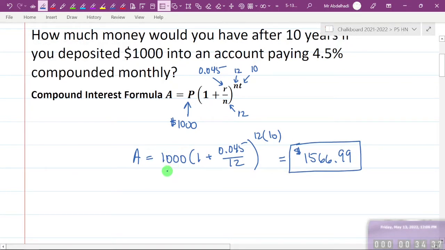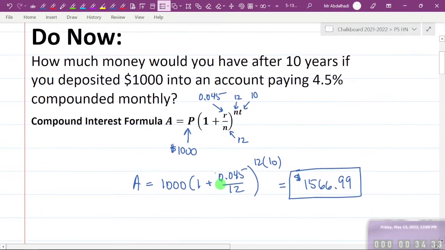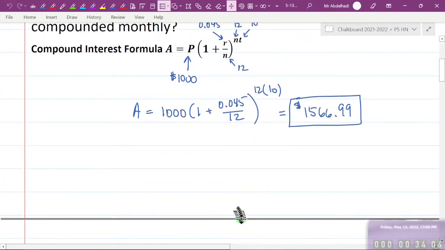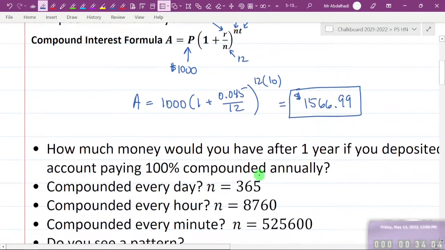All right, so let's try now a hypothetical situation. Instead of depositing $1,000 as our principal, let's say we only put $1 in an account, and instead of 10 years, just 1 year. So P is now $1, and T is now 1 year. The only thing that matters now is the rate and the number of times compounded.